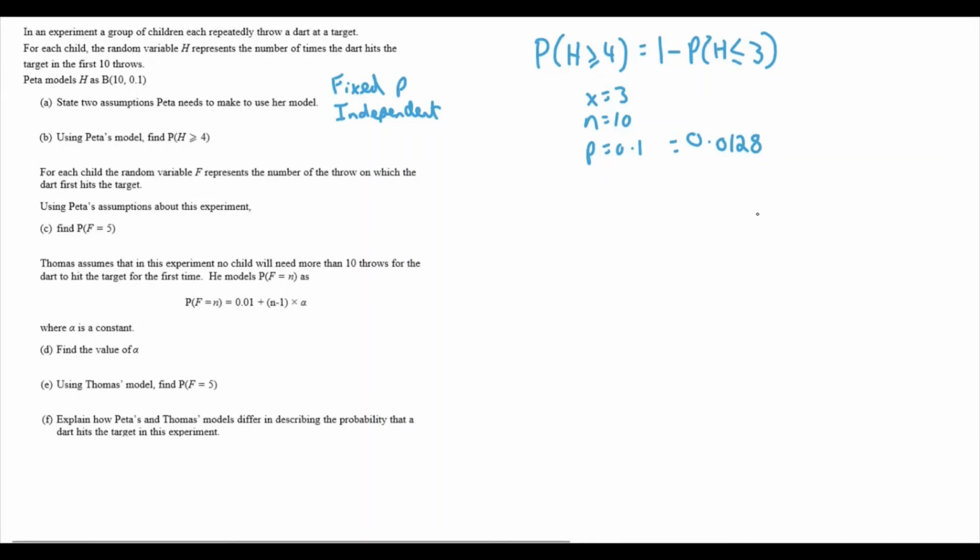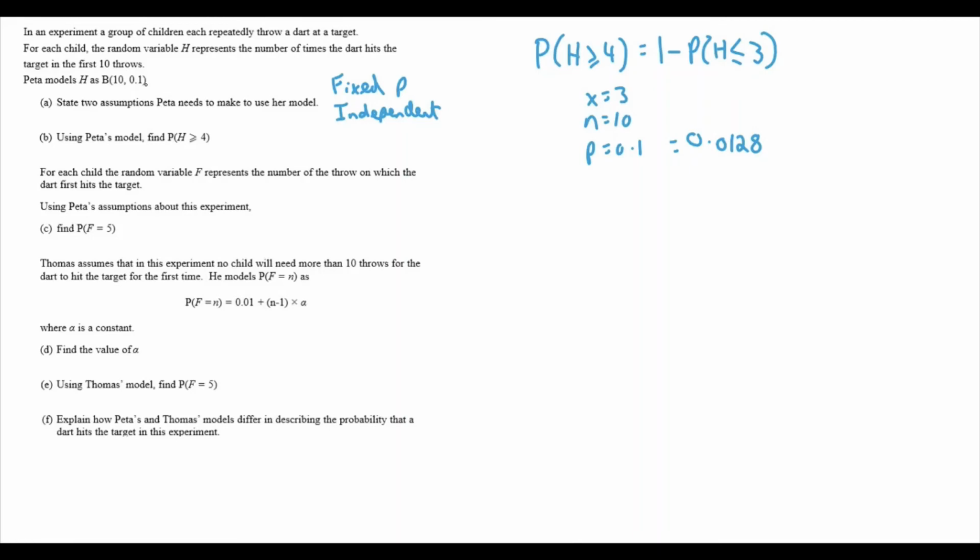Now then, if we read on, for each child, the random variable F represents the number of the throw on which the dart first hits the target. Using Peter's assumption about this experiment, find the probability that F equals 5. Now, this is no longer a binomial distribution because there is no fixed value of n. Up until 10 throws, presumably, because that's still the scenario we're going with, they're just going to keep on throwing the dart until they hit.